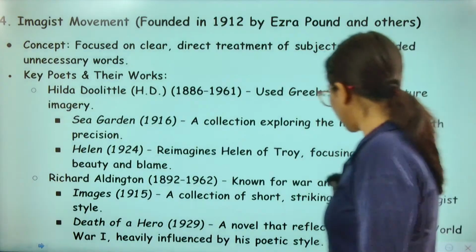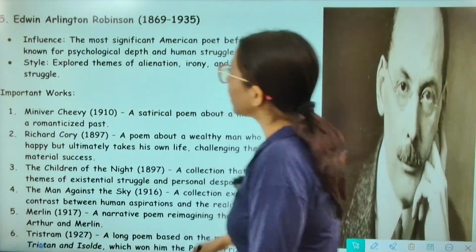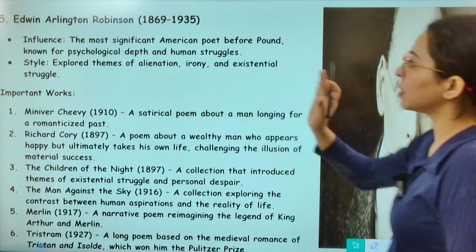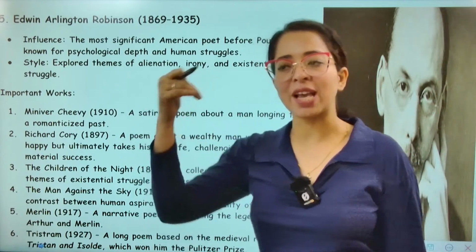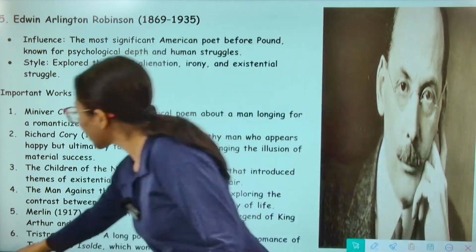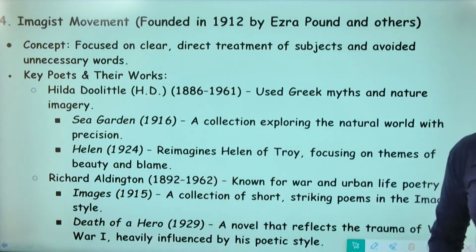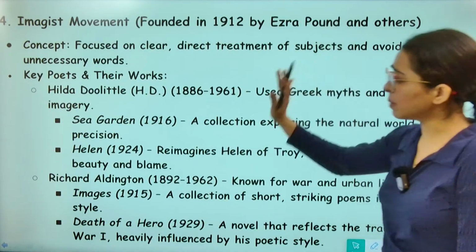Then you have next one, and that is Edwin Arlington Robinson. He's apart from the Imagist movement. So we have Ezra Pound, we have Hilda Doolittle, and we have Richard Aldington. Okay, so these were the poets of the Imagist movement.